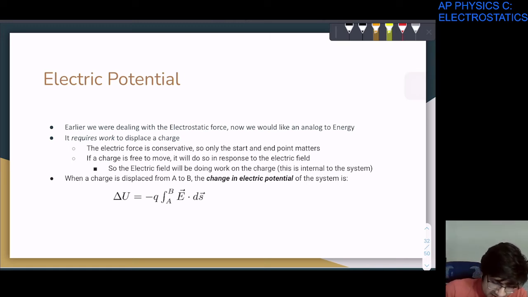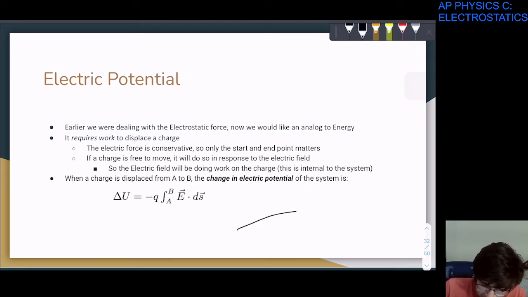Now, when a charge is displaced from point A to point B, we're going to say that the change in electric potential of the system is given by this equation here. And all this is saying is that the energy required to move a charge from point A to point B is minus q, minus a charge, times the integral from point A to point B of the electric field dotted with the displacement vector.